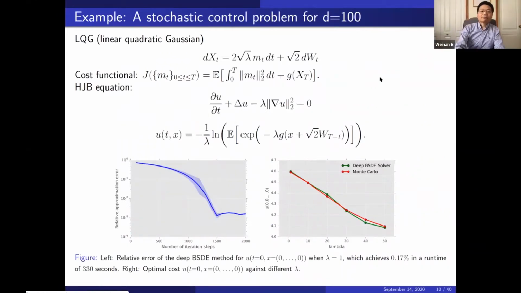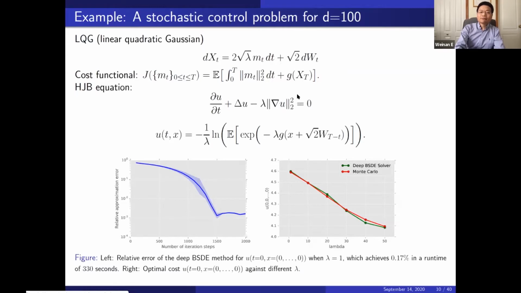Let me give you some examples. You can look at the papers for more details. So let's look at this stochastic control problem. This is called linear quadratic Gaussian. So it's a linear problem with control m_t, and we want to minimize this cost function. There's a running cost, and there's a terminal cost that defines the terminal value. The Hamilton-Jacobi-Bellman equation is just this equation. If you look at this equation, here is the Euclidean norm. This is just a high-dimensional version of the Hamilton-Jacobi equation.